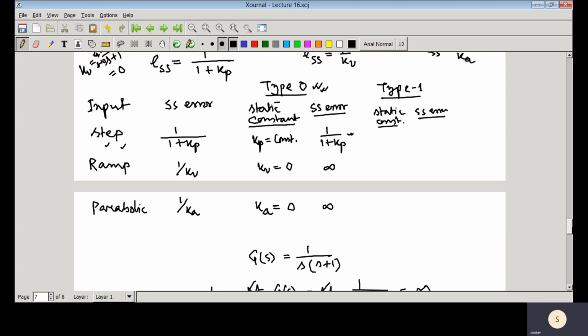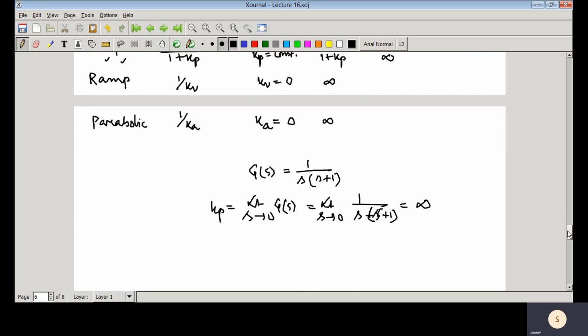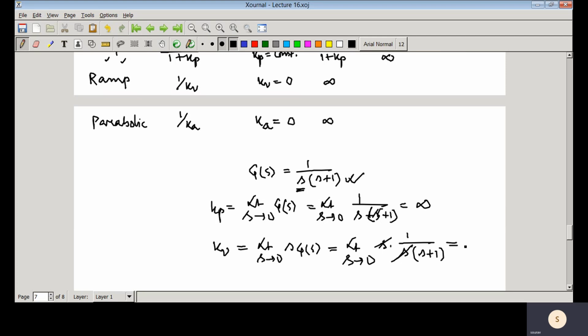So you can see here that the static constant becomes infinite. Then what would Kv be? Kv equals limit s tends to 0 of sG(s). If it is sG(s), then it is a type 1 system, that means one pole at origin. So limit s tends to 0 of s by 1 by s plus 1. You can see that this s and s will be cancelled out, and that would be equal to 1.